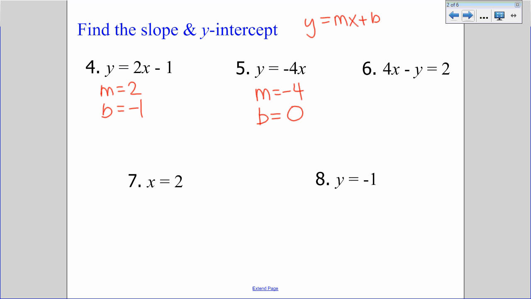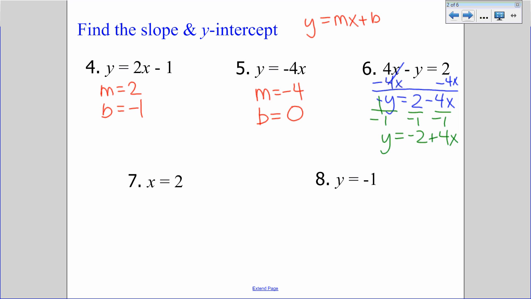For number 6, I don't have y equals, so this is what we talked about needing to know from chapter 1, which is how to solve for y. So I'm going to subtract 4x from each side. So I have -y is equal to 2 minus 4x. So make sure you're bringing that negative down. And now we're going to divide by -1. So I'm not teaching you anything new here. This is what we did in chapter 1. And so we're going to then divide. This is going to give me a -2, and -4x divided by -1 is a positive 4x.